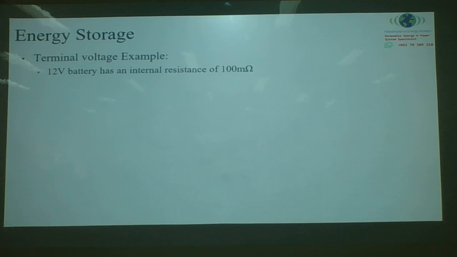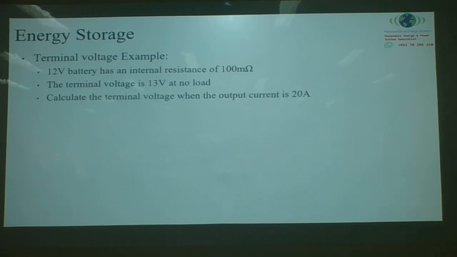Terminal voltage example. I have a 12-volt battery with an internal resistance of 100 milliohm. The terminal voltage is 13 volt at no load. Calculate the terminal voltage when the output current is 20 amps.